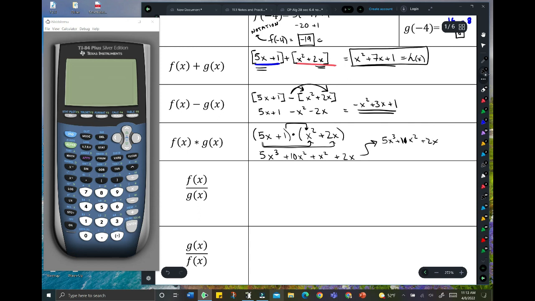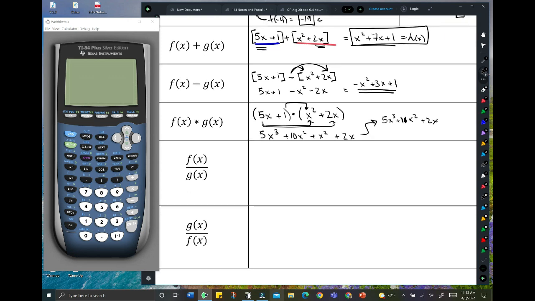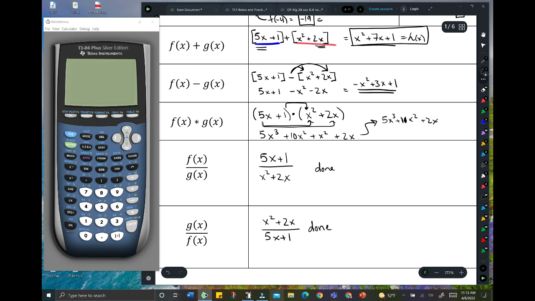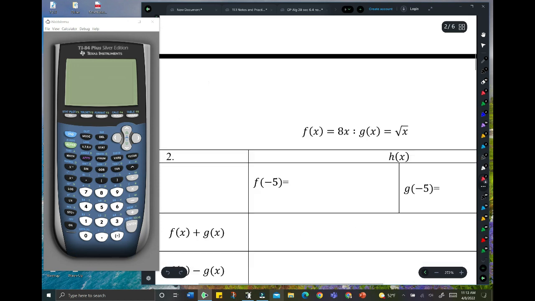So multiplication, don't be afraid of it. Division, don't be afraid of it either, especially with this one. You're simply putting the functions on top of one another in the order specified. And with these ones, there's actually no more simplifying that needs to be done. Both of these are done because you can't reduce anything. Remember, it's tempting to want to cancel out these x's, but you can't unless they all share it. So you are done at this point. Okay, if you need to write that down, pause. Otherwise, we'll get into some more challenging stuff on the next page.